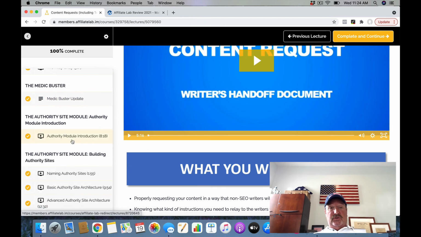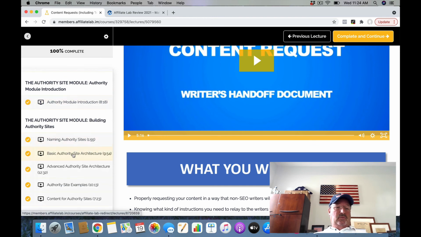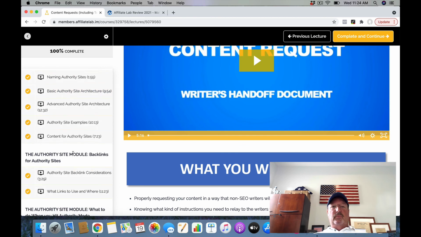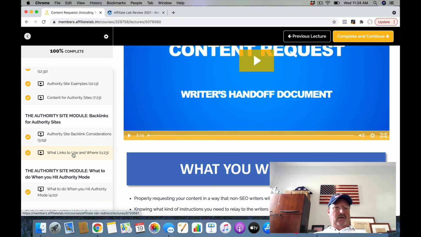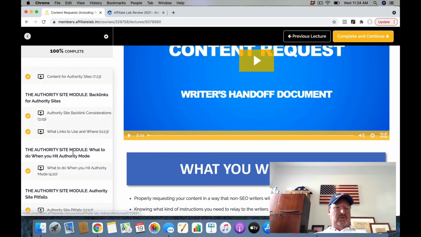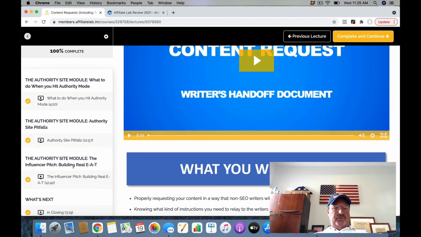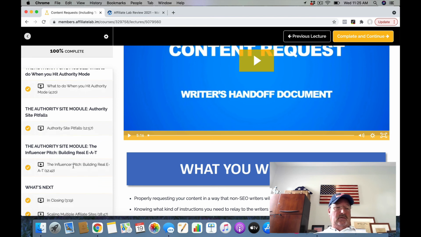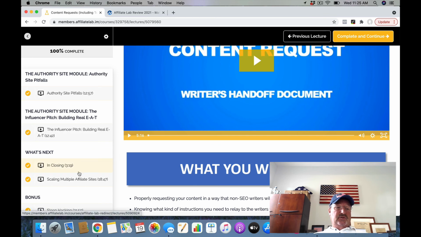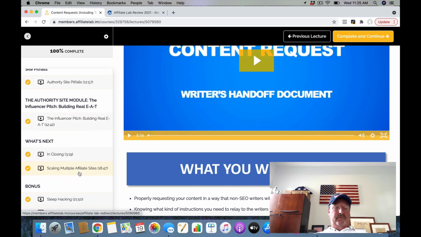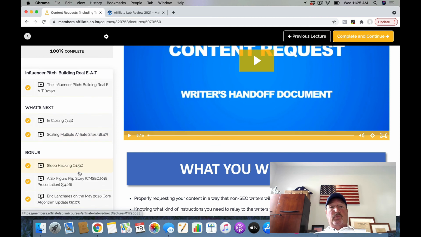And then it goes into the authority site module. So at some point, this niche site of yours is going to become an authority. And when that happens, you have to treat it a little bit differently than you were with just building a niche site. And so this goes into basically what happens when you become an authority site and how to deal with that. And again, it goes into backlinks, what to do when you hit authority mode, the pitfalls, the influencer pitch, building EAT, and then what's next? Scaling multiple affiliate sites. And then down below here, you get your bonuses, right?